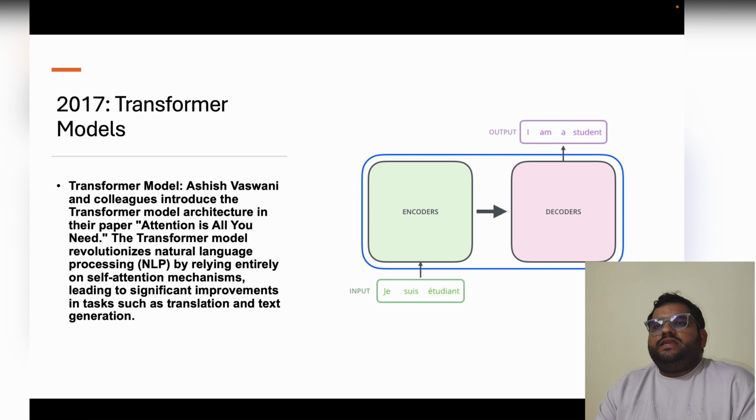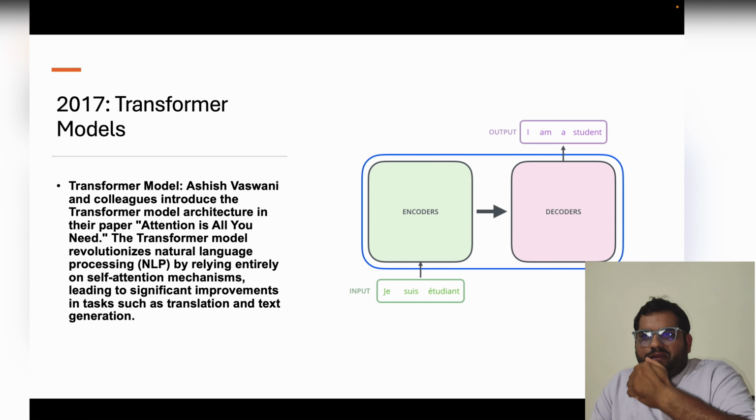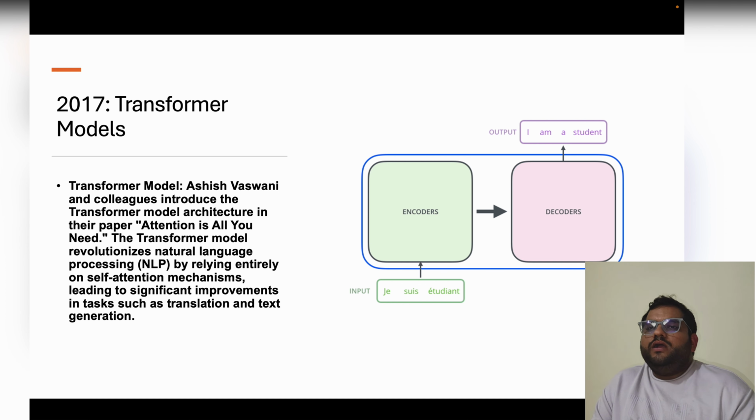In 2017, transformer models came up. Transformer models have encoders and decoders. They're used more in NLP and these kinds of things. Even BERT and LLM models have parts of transformer models and some of these architectures. These things have a lot of value in today's world. There was a paper called "Attention Is All You Need". This model is being used a lot right now.